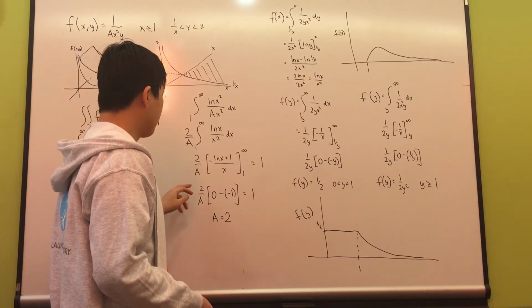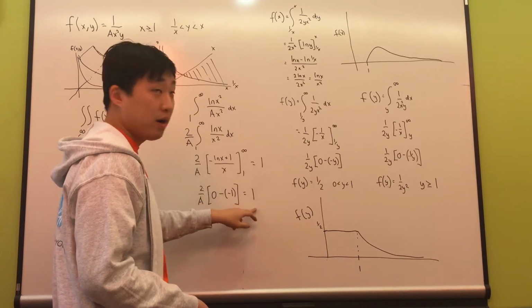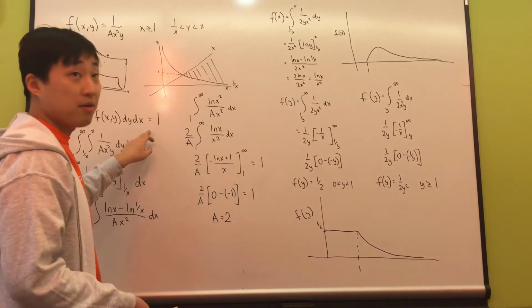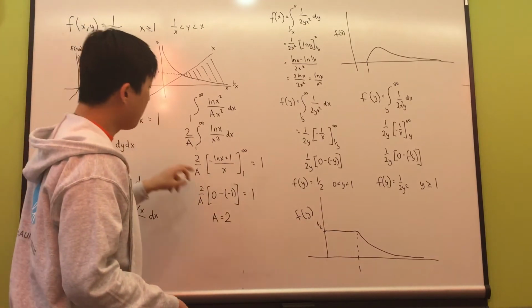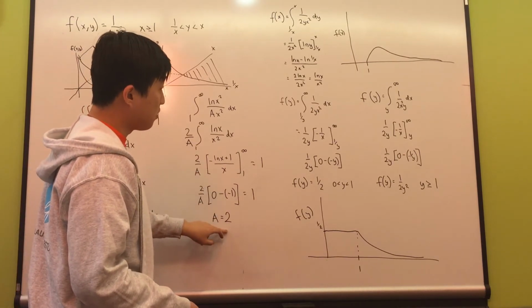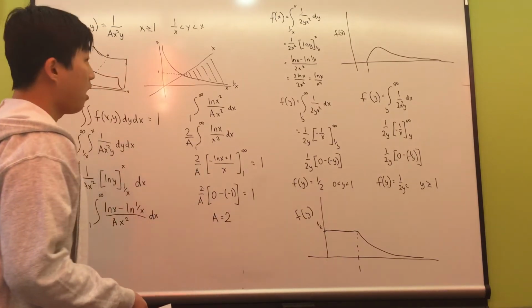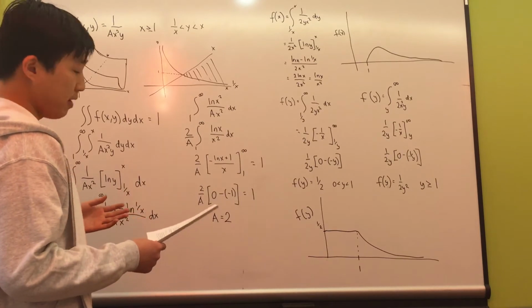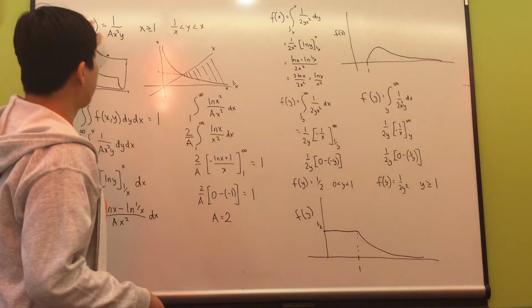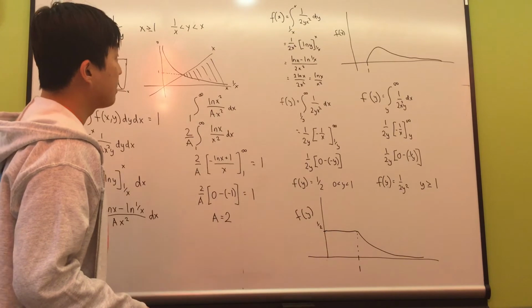So we get 2 over a is equal to 1, because the area of a valid joint density function must equal 1. And so a just equals 2. Our f of x and y to make a valid joint density function is just 1 over 2 x squared times y.